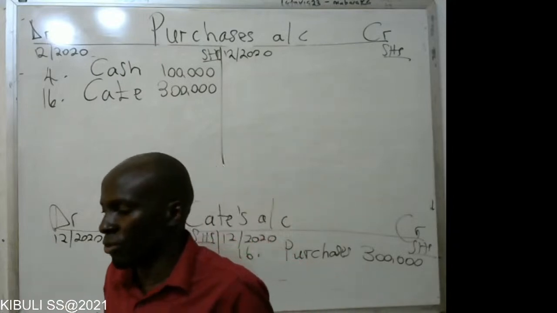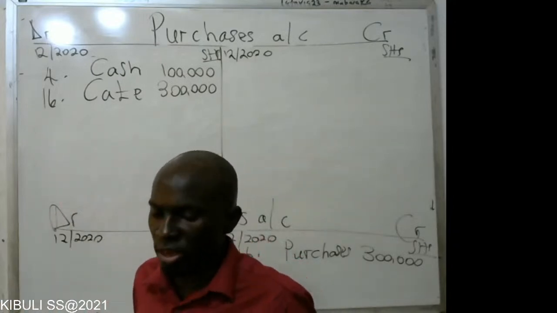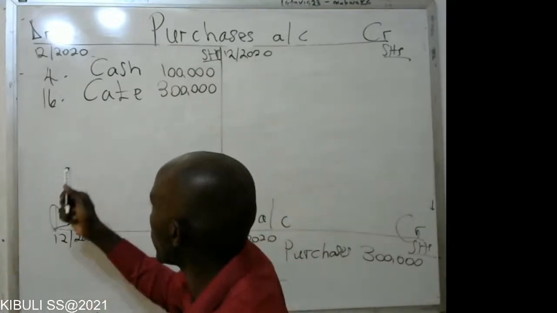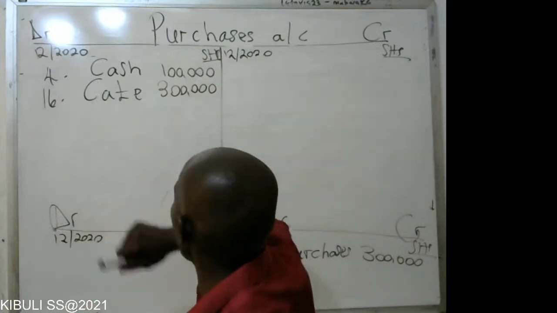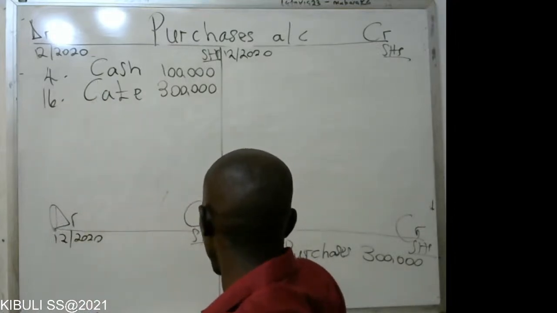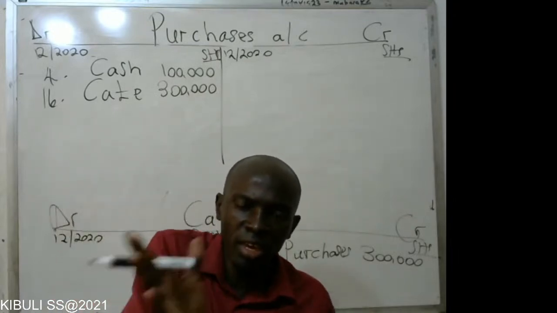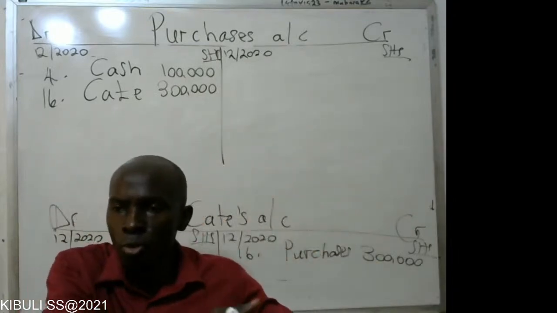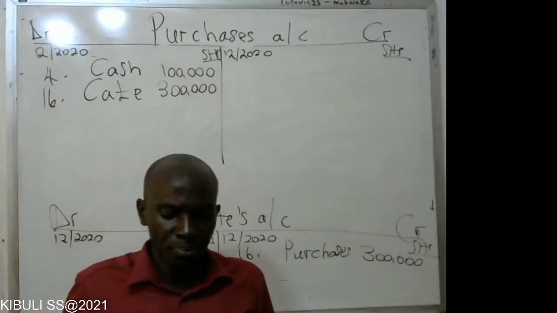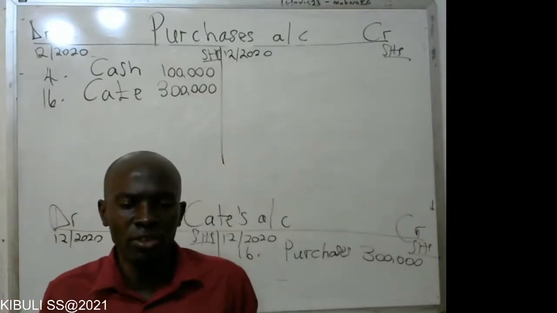Bought goods on credit from Kate. You never recorded anything in the cash book. So here you complete double entry. Record here purchases gaining. Then also in Katie's account, Katie's account was doing what? Giving out, because you bought goods from who? From Kate. Okay, let's go back to our purchases account.